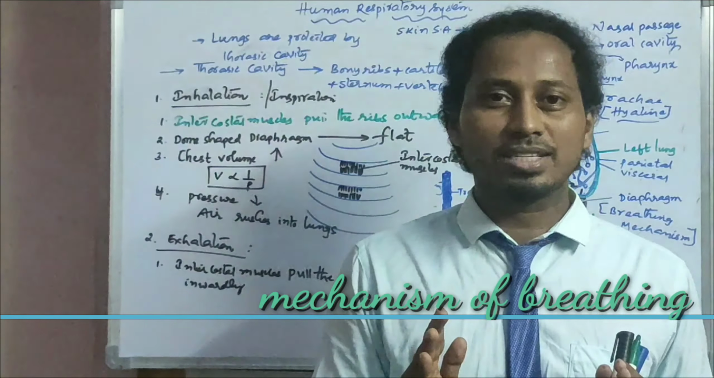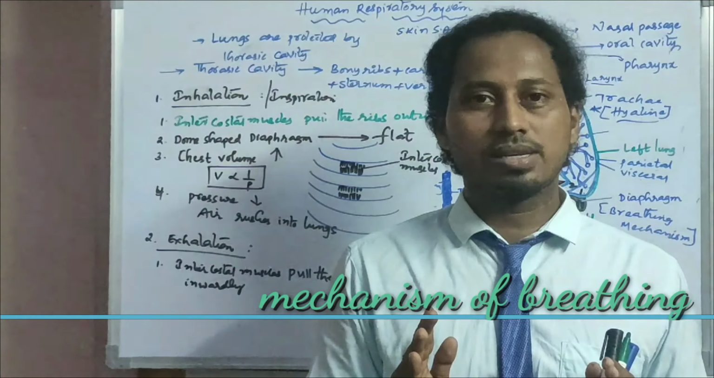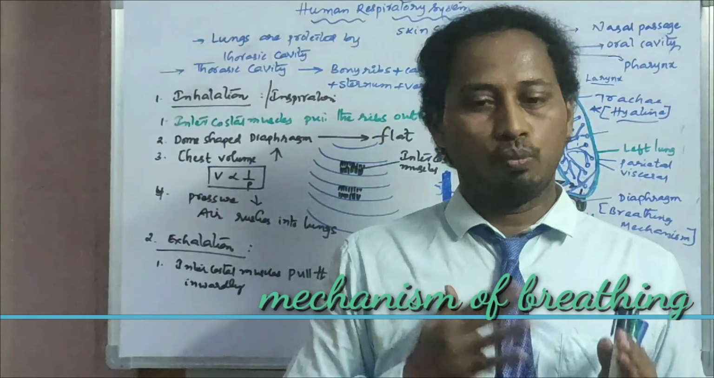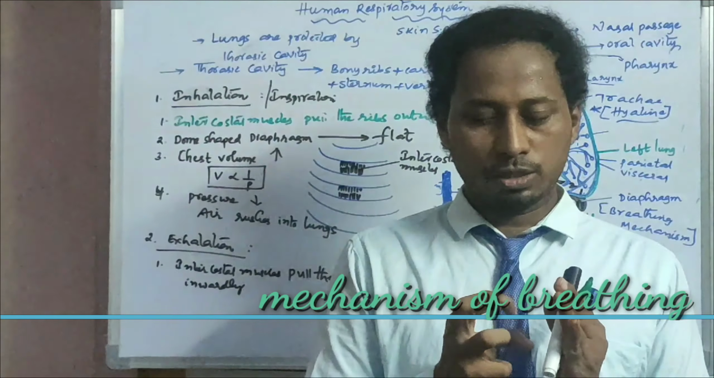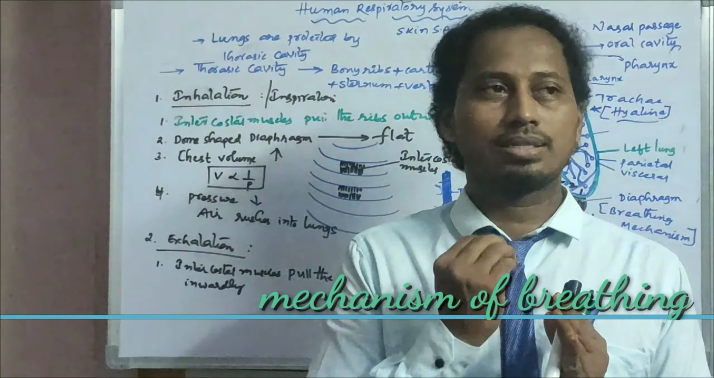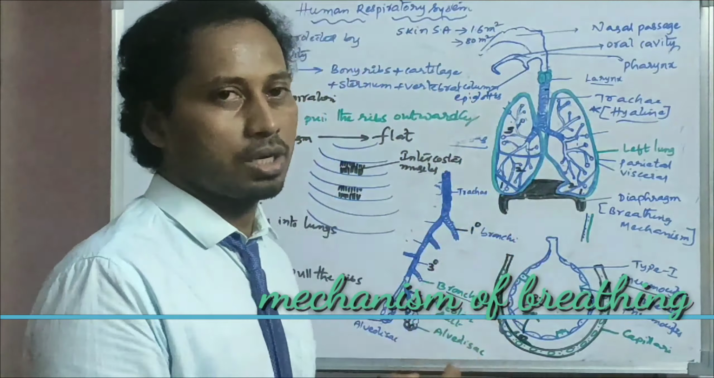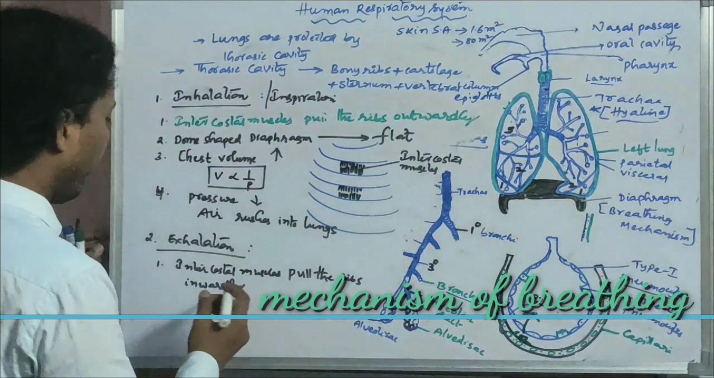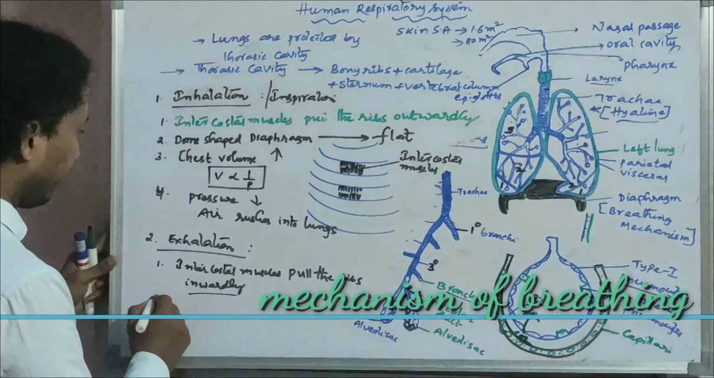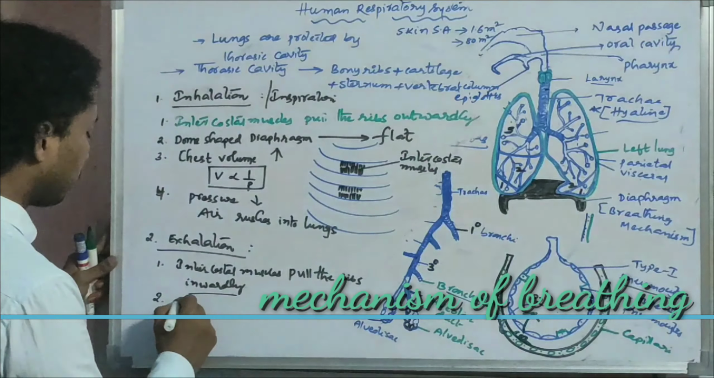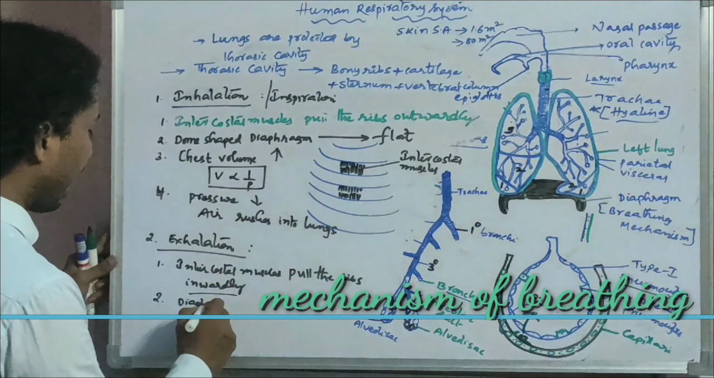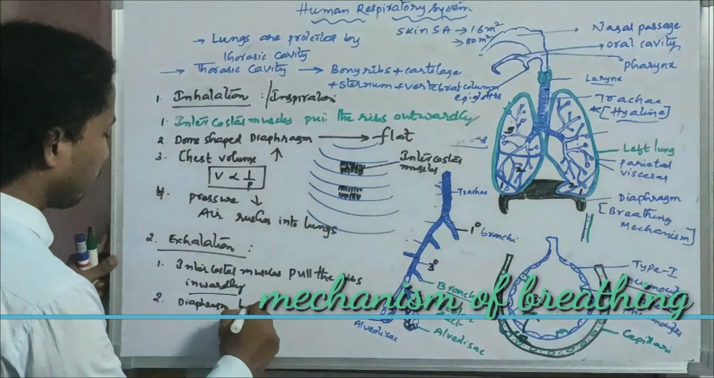When volume decreases, we know that pressure increases. So the gases inside will try to go outside, that is, the air tries to rush out. So here, the intercostal muscles pull inwardly, and the diaphragm relaxes. The diaphragm becomes dome-shaped.